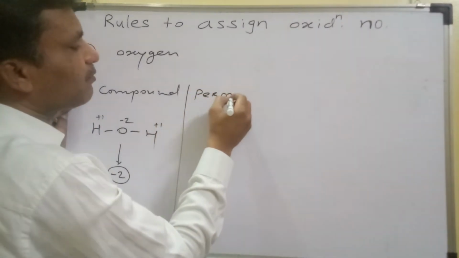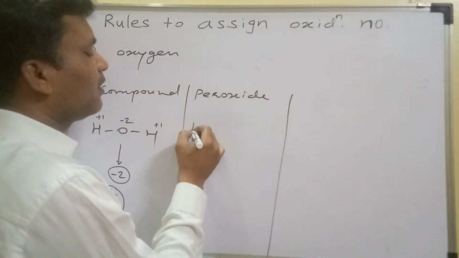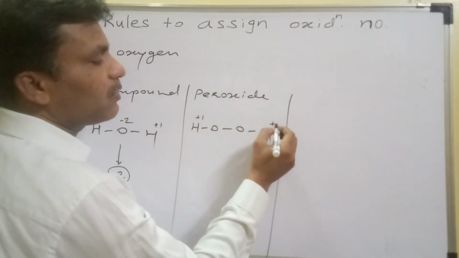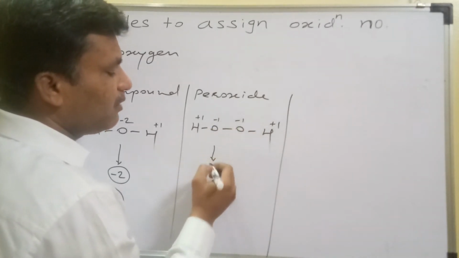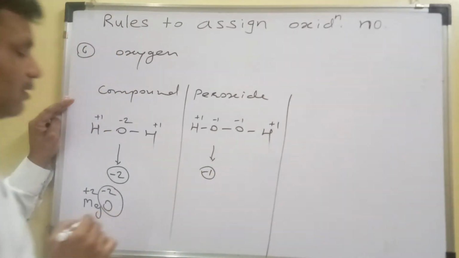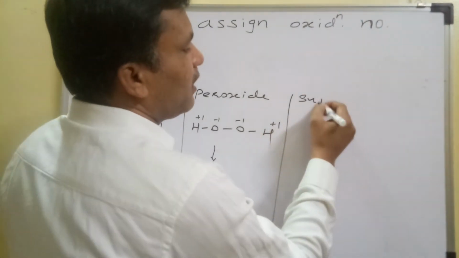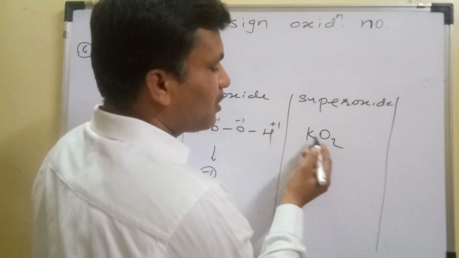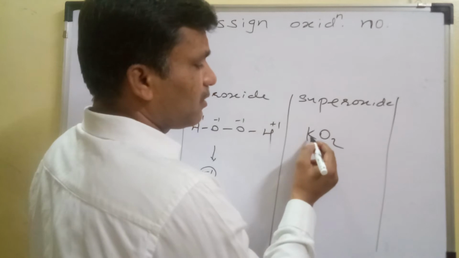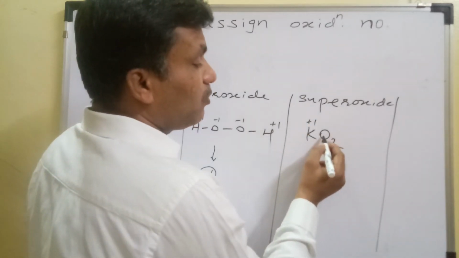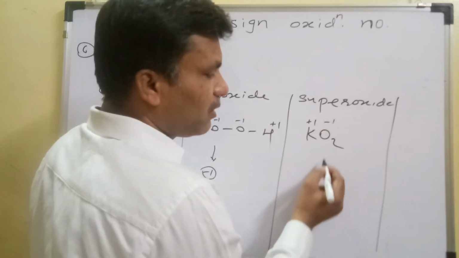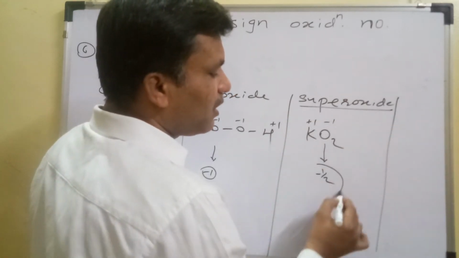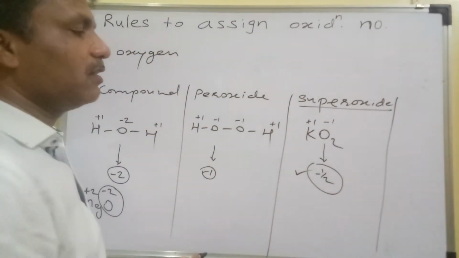Then in peroxide like HOOH, a peroxide. See, this hydrogen is +1, this hydrogen is +1, and this oxygen carries -1, -1. That means in this peroxide the oxygen has a -1 oxidation number. Then in superoxide like KO2, a superoxide, maximum oxygen is combined with the metal. This potassium has a +1 charge, and to balance this +1, this O2 must carry -1. So on one oxygen there is a -1/2 charge. So in superoxide the oxygen has a -1/2 oxidation state.